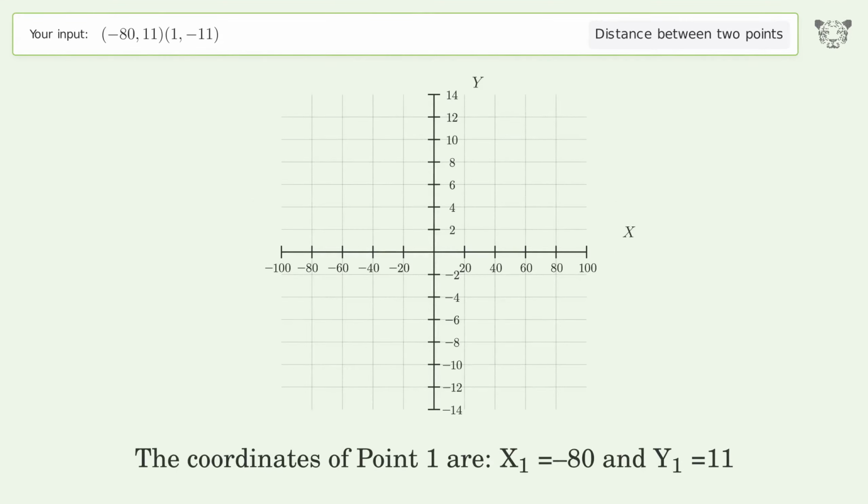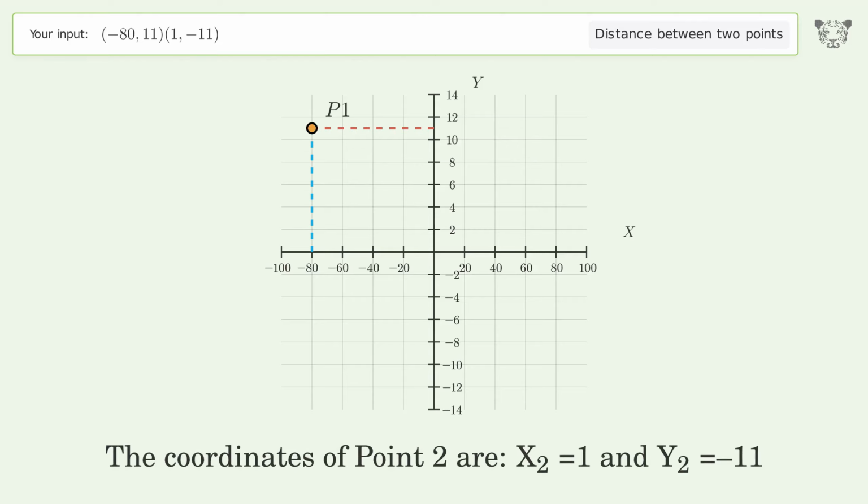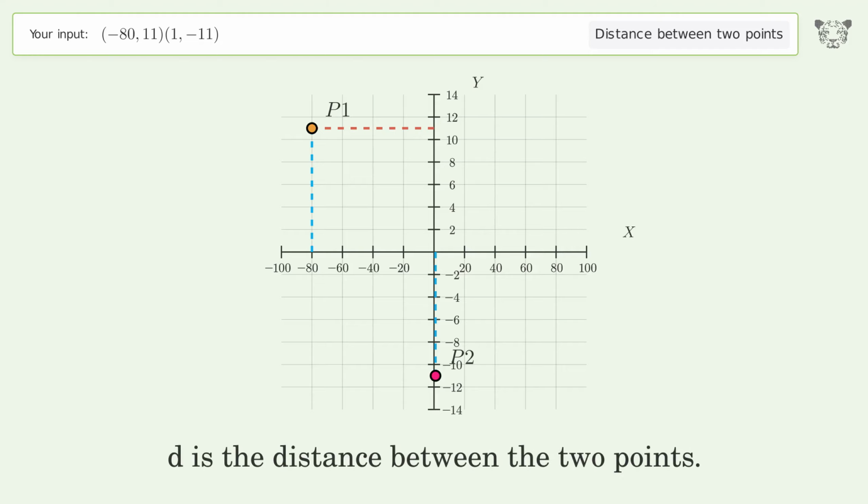The coordinates of point 1 are x1 equals -80 and y1 equals 11. The coordinates of point 2 are x2 equals 1 and y2 equals -11. D is the distance between the 2 points.